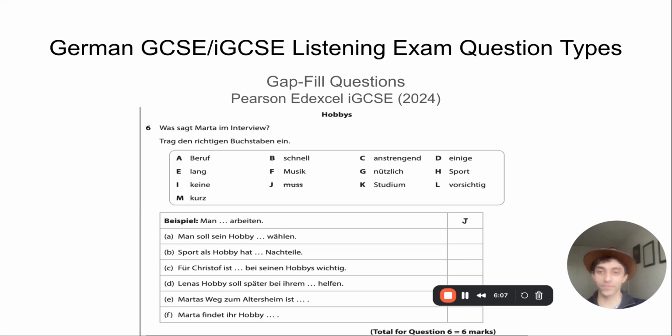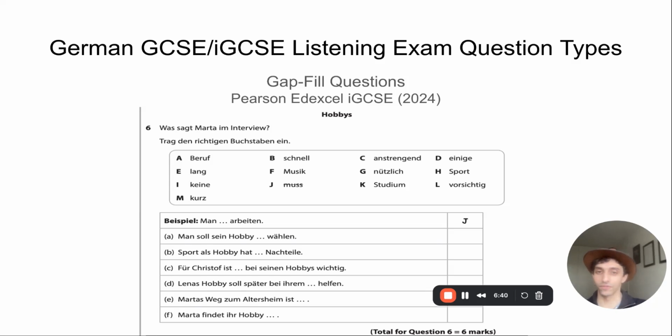If you use the grammar, that can really help because it can narrow down the options immediately. For example, you can see that the word that goes in the gap in sentence B has to agree with Nachteile. It's likely going to be an adjective that agrees with Nachteile. That is, Nachteile is in the plural. And therefore, out of all of the options, if you scan all the options, there are only two that could potentially fit those requirements, which are D, einige, or I, keine.